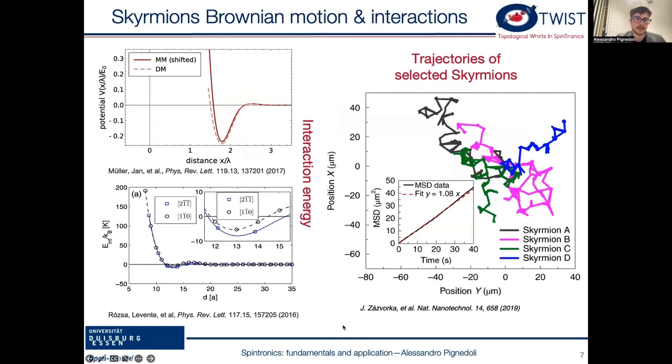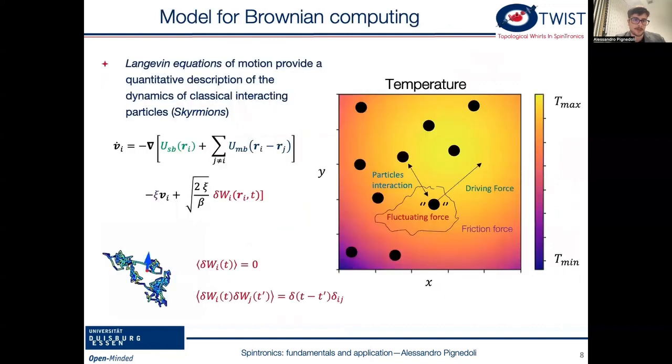In this slide, I want to motivate why skyrmions can be interesting for this kind of application. Indeed, there is evidence that skyrmions perform a Brownian motion in some systems, and they can also have a short-range attractive interaction, which is useful for the Brownian computation idea.